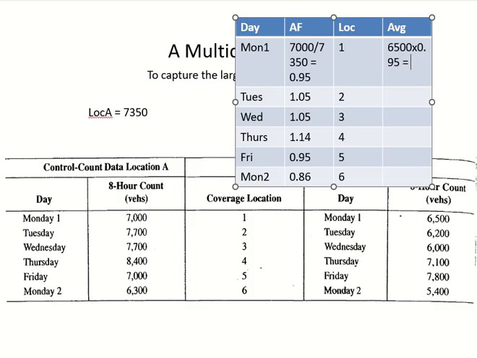How much is this? 6175. Okay. In the next one, you will take this one and multiply with the factor of the location. 6510, and continue. You will check each location, which day it is, and multiply with the factor of that location. Clear? Any questions?